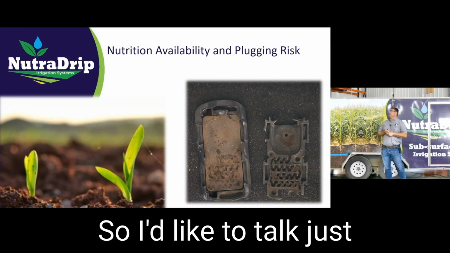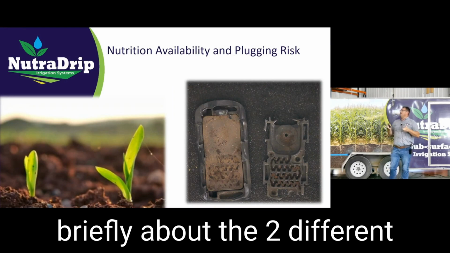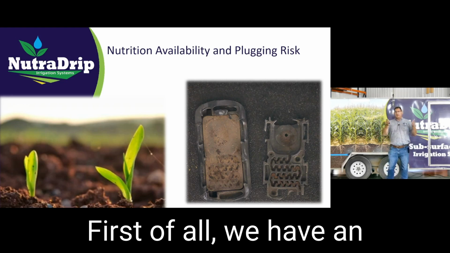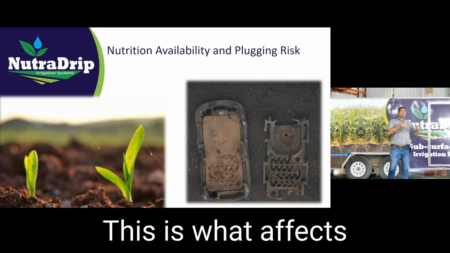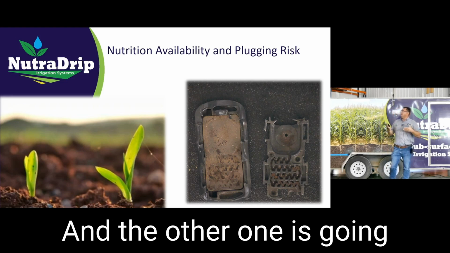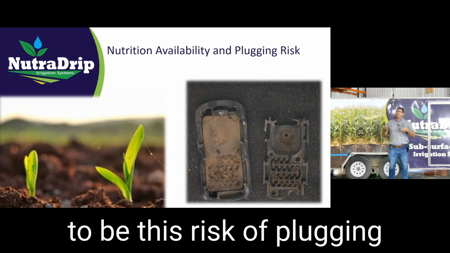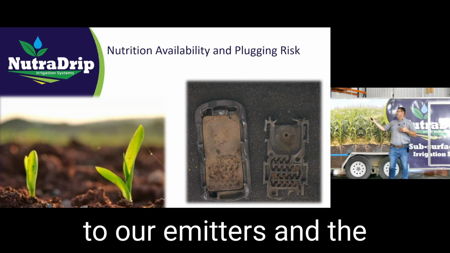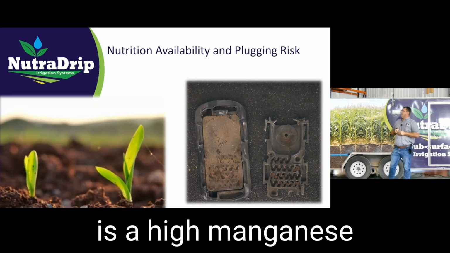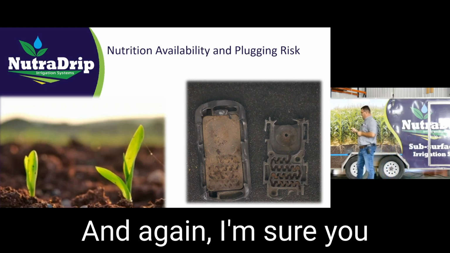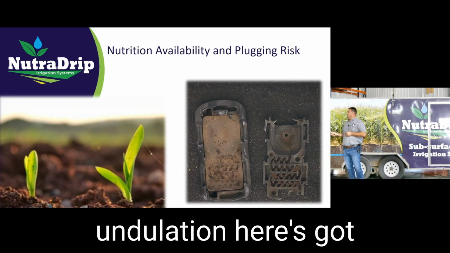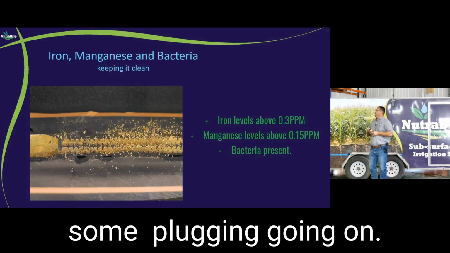So I'd like to talk just briefly about the 2 different branches of water quality. First of all, we have an agronomic water quality. This is what affects our plants and helps our plants grow or not. And the other one is going to be this risk of plugging to our emitters. And the emitter here that's on your right, this is a high manganese water system, and again, I'm sure you probably can't see it, but this little path of undulation here has got some plugging going on.